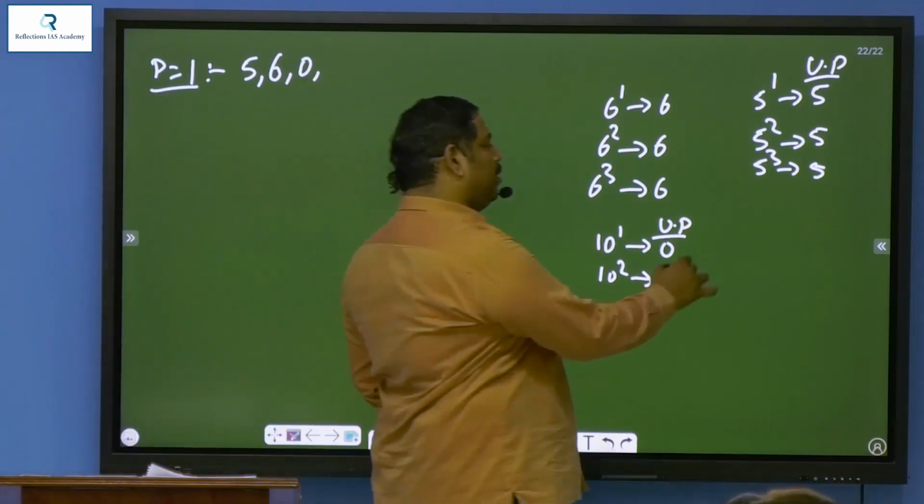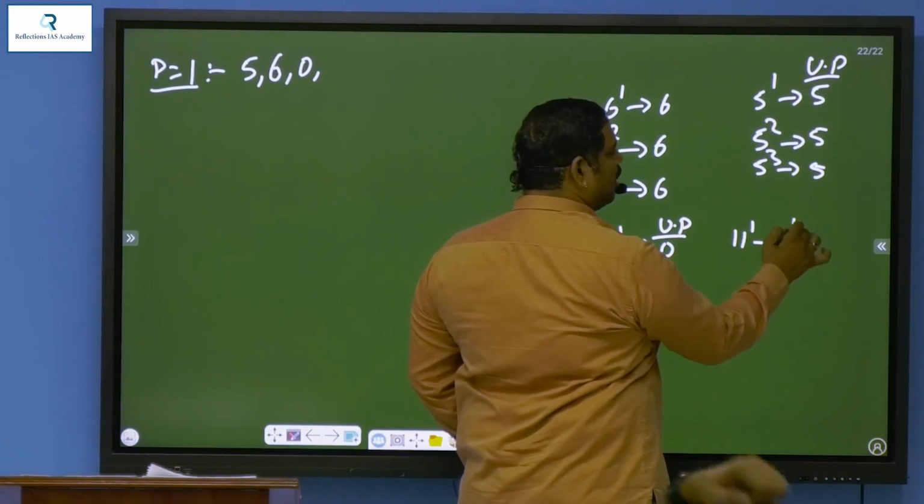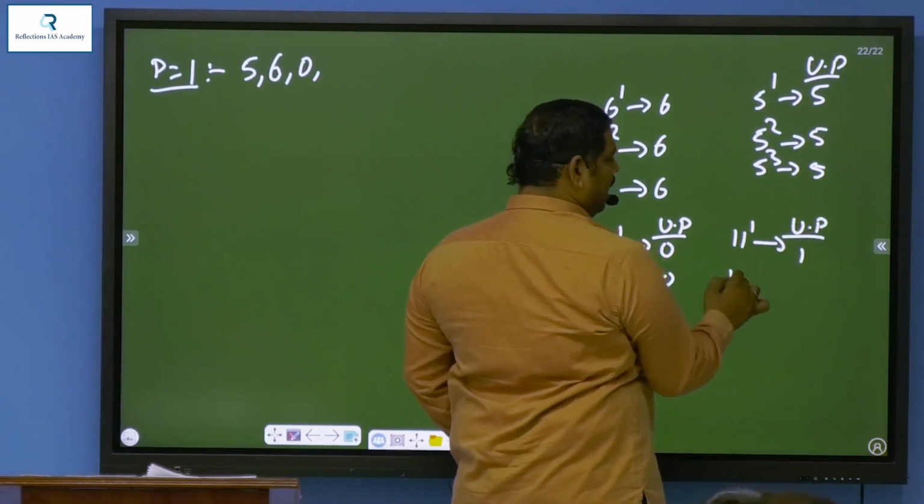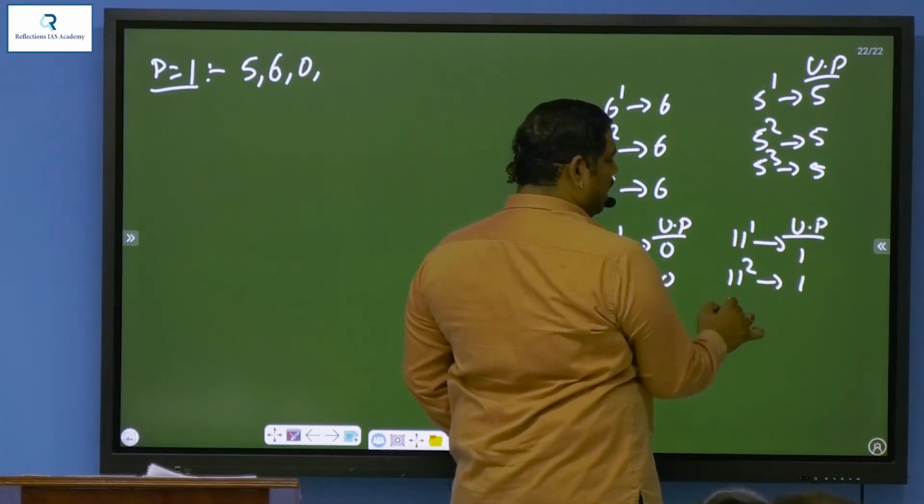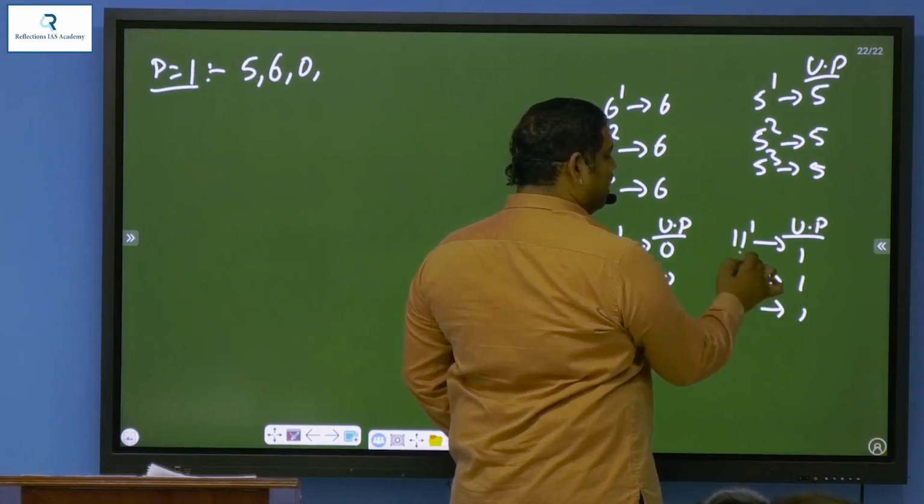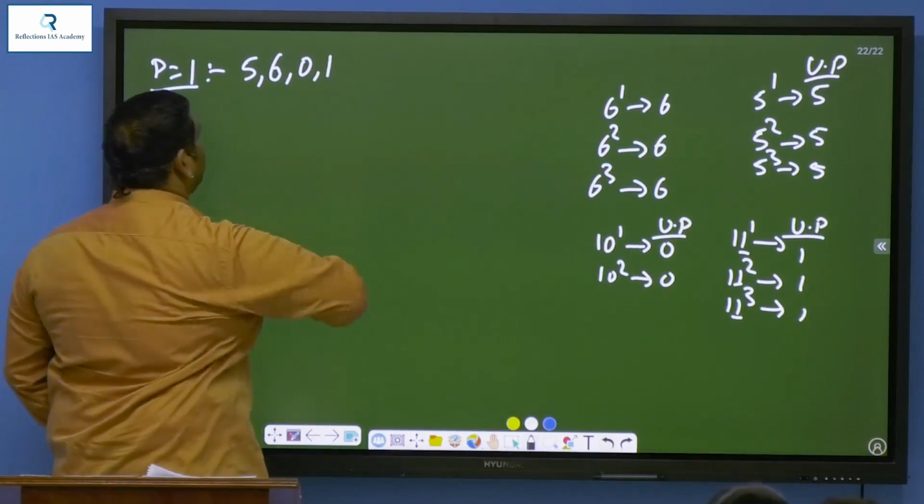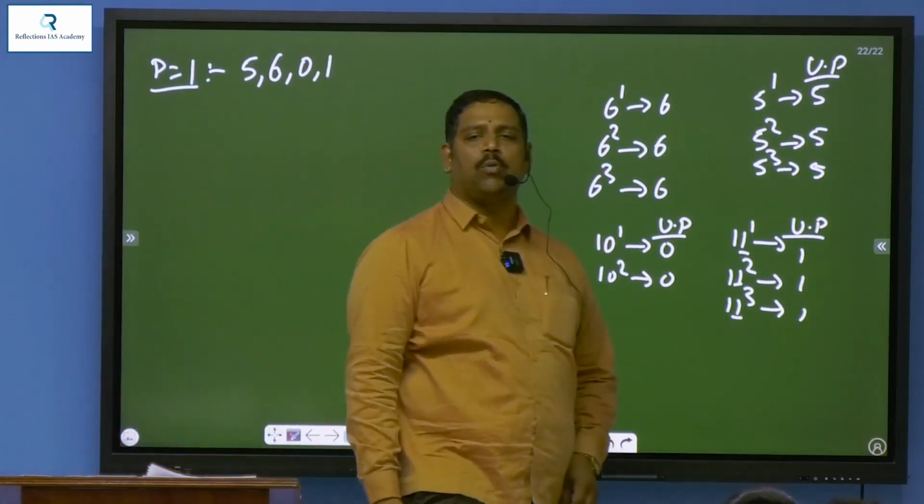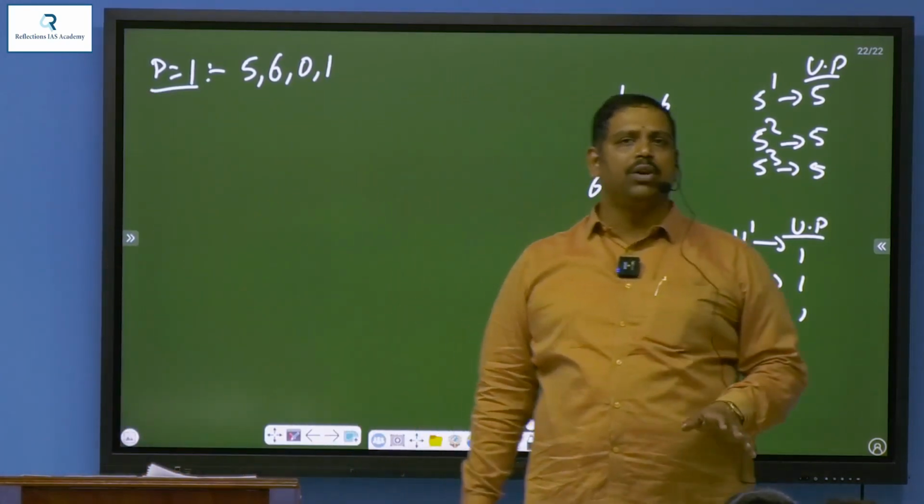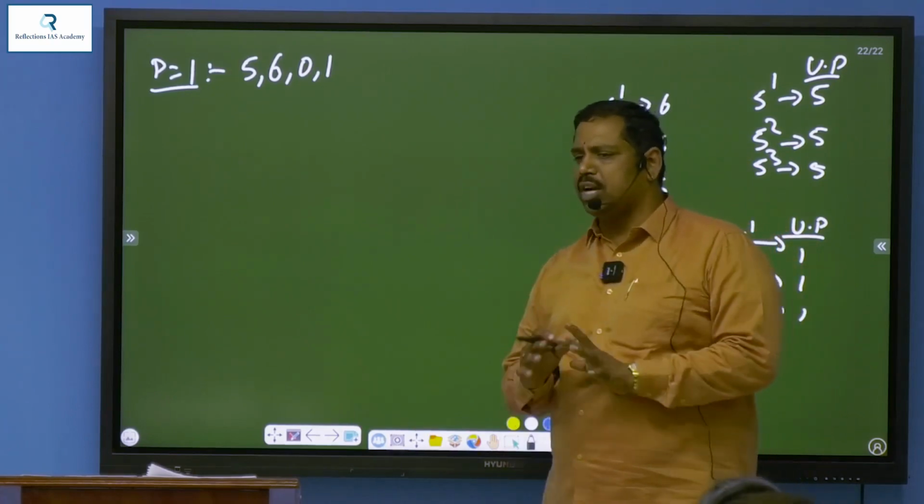Next one, go with 11. 11 power 1 means units place is how much? 1. 11 square is 121 means 1. 11 cube is 1331 means for the units place 1. The periodicity is 1. For these 4 digits, the periodicity is how much? 1. Do you understand what I am saying?